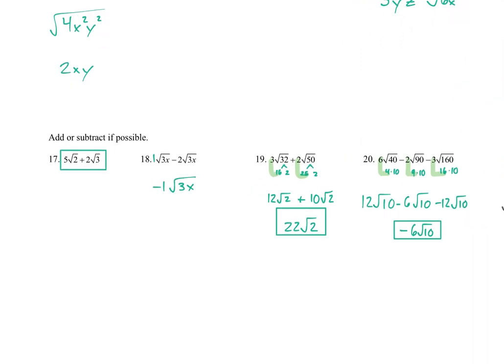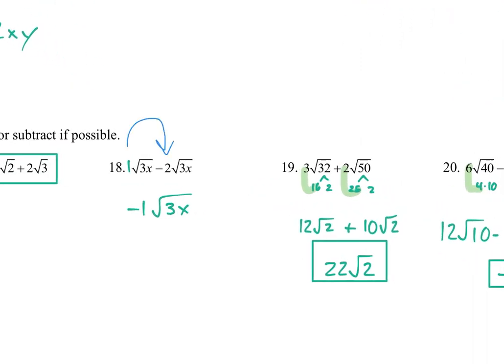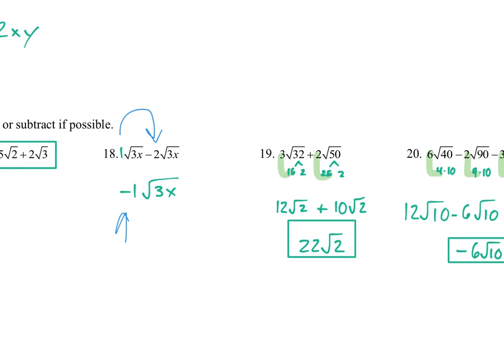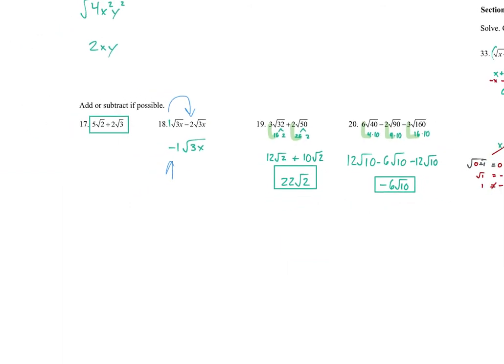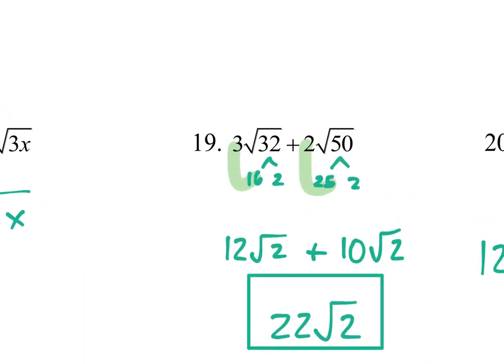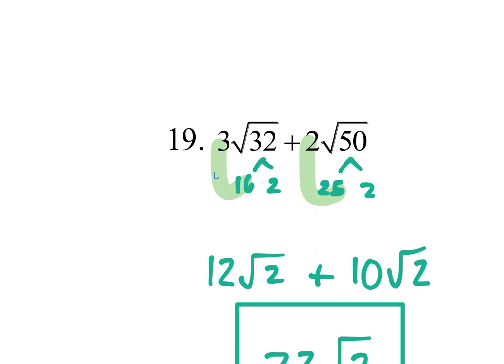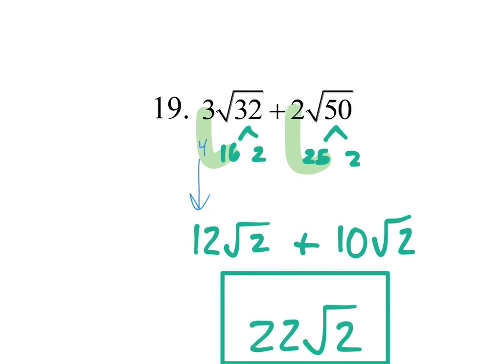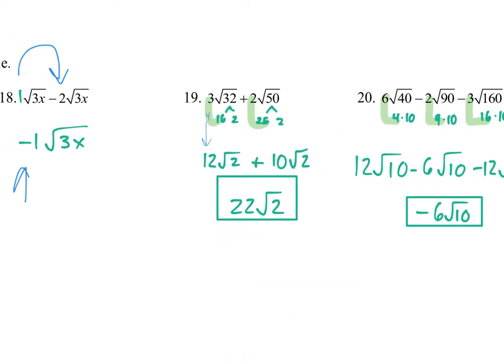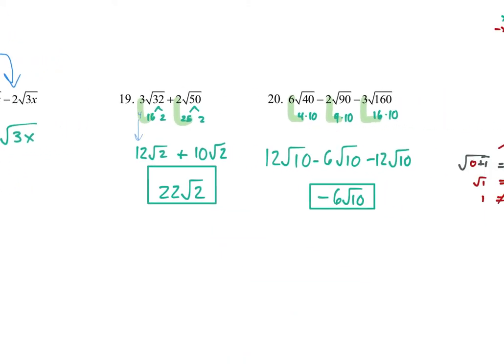So on 18, we just did 1 minus 2 to get that negative 1. The radicands don't change. On 19 and 20, it's a reminder that we can simplify first, right, where this one, 32 is 16 times 2, square root that 16 to get the 4, 3 times 4 is the 12. And then by the time we get all those simplified for both 19 and 20, we are adding the coefficients to determine how many of the different radicands that we have.